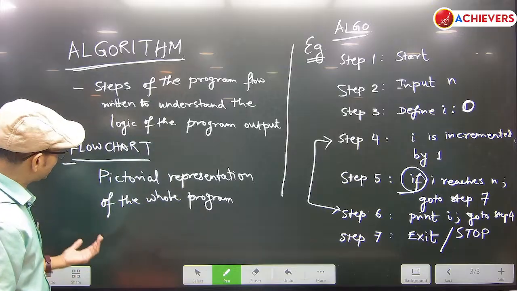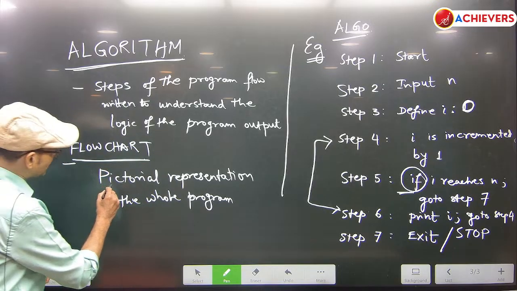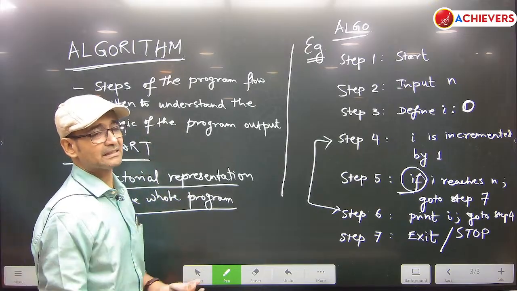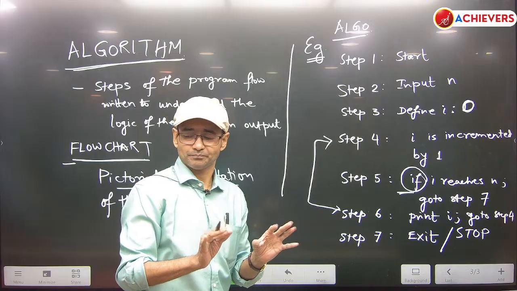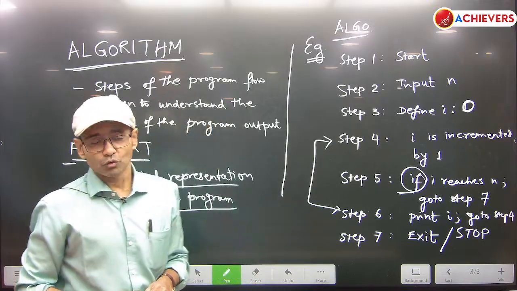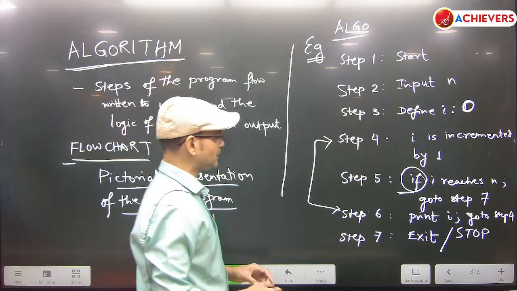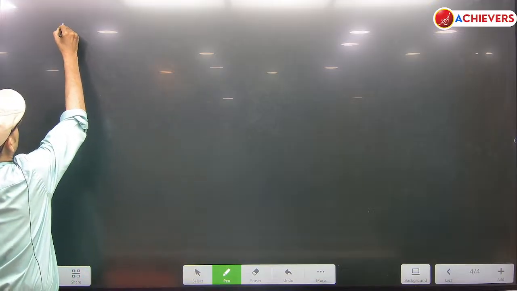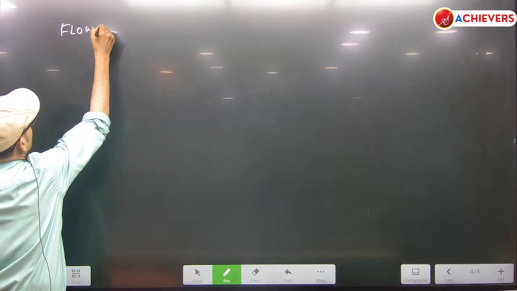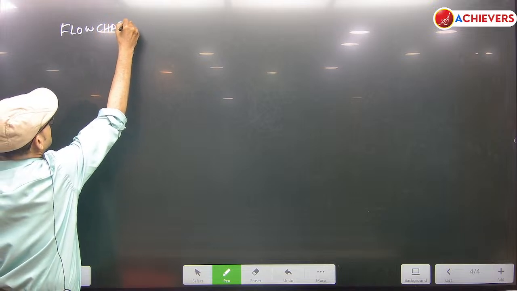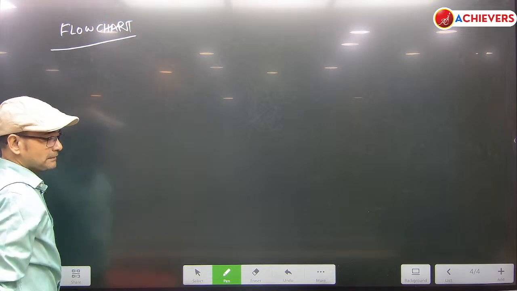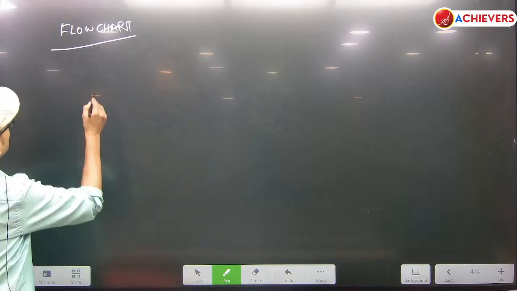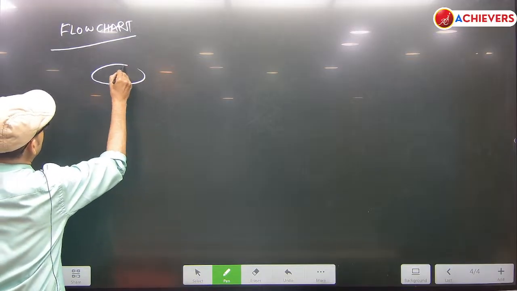Whenever we deal with the pictorial representation of the whole program, we can easily understand that particular program. Let's have a look at how we define the pictorial representation of a program. So, example of a flowchart of printing the different numbers up to n. Let's have a look at how we deal with that program.